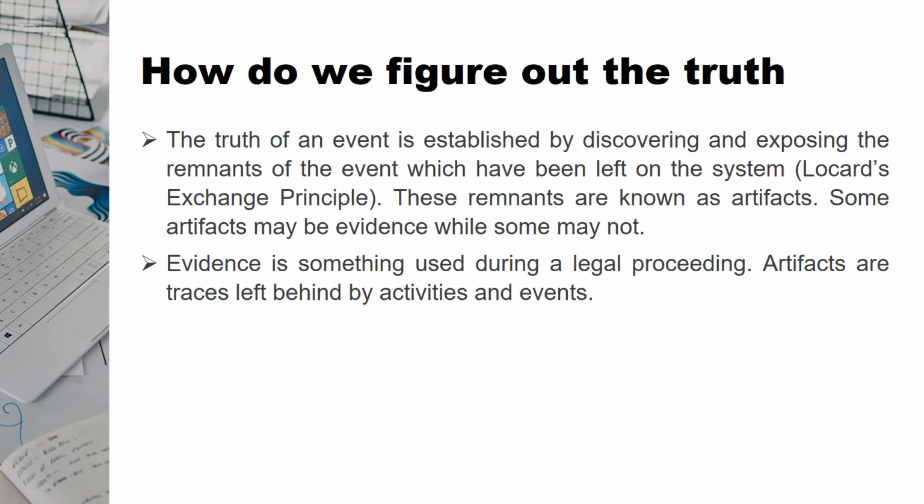So we also need to check how we figure out the truth, right? To find the truth, investigators look for remnants of events, right? Artifacts left on digital systems. Not all artifacts are evidence, but all evidence is made up of artifacts. So evidence is what is presented in court. Artifacts are the digital traces left behind by the action. A browser history showing visits to suspicious websites is an artifact. If it's relevant to a case, then it becomes evidence.